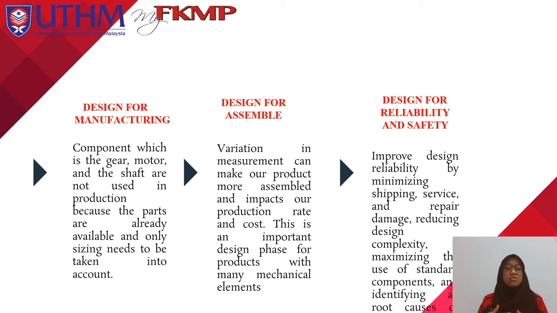The second consideration is design for assembly. The variation in measurement can make our grain washer easier to assemble and impacts our production rate and cost. As our product contains many mechanical elements, this consideration is an important design phase for the product. Last but not least is design for reliability and safety. We can improve our product design reliability by minimizing shipping, service and repair damage, reducing design complexity, and also identifying all the root causes of defects.